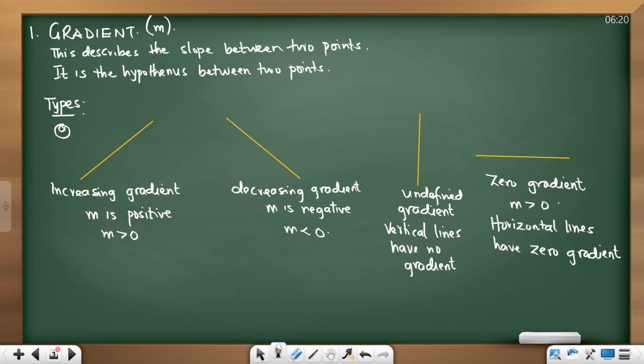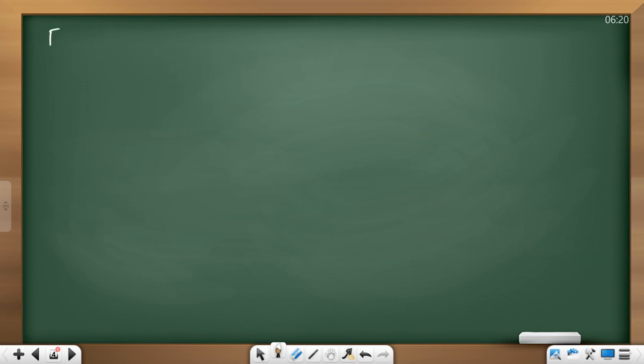Facts about gradient. And here we'll be looking at how to calculate this thing called gradient. Number one, your gradient m is actually change in y over change in x.